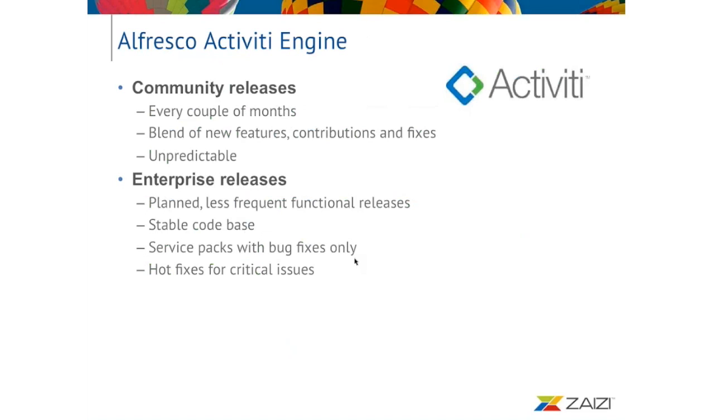Enterprise is fundamentally different in that sense. It's designed really for people who've got mission-critical applications and want to make sure that they're on a very stable release. So with enterprise releases, they are much more planned. They're less frequent functional releases, but they're done on a stable base code where service packs come out with bug fixes only, so you can be guaranteed that bug fixes will happen, but your code base won't be destabilized by new functionality and new features going in. And it also provides hotfixes for critical issues.